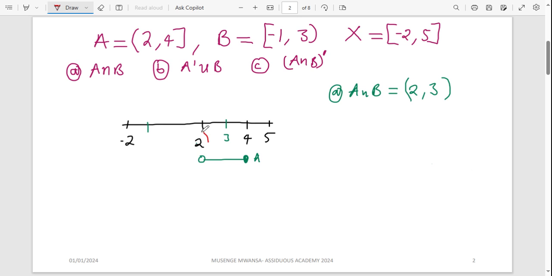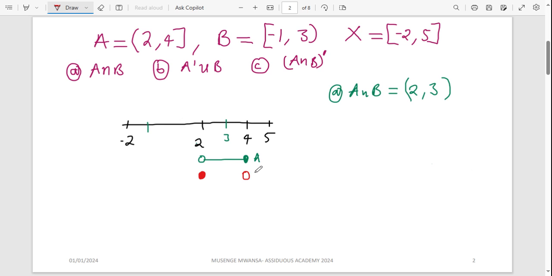Okay, look at this. If 2 is not part of the set A, is it going to be outside A? Yes. So since 2 is not part of the set A, it is part of the set A complement, so we are going to shade here. And then look at 4. Is 4 part of the set A? Since it is part of the set A, it can't be part of the set outside A, so you open. This is very important.